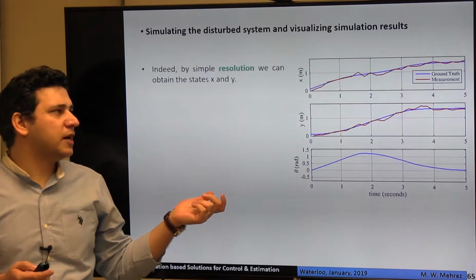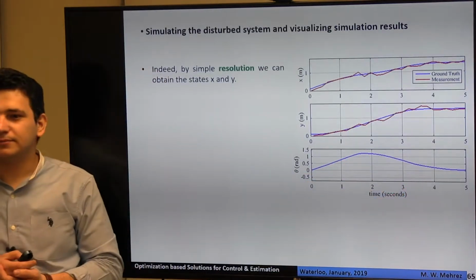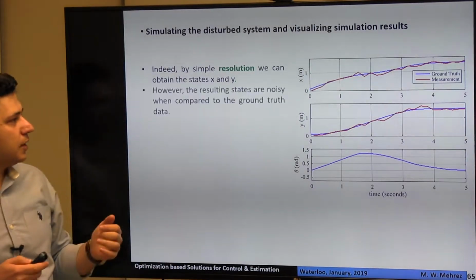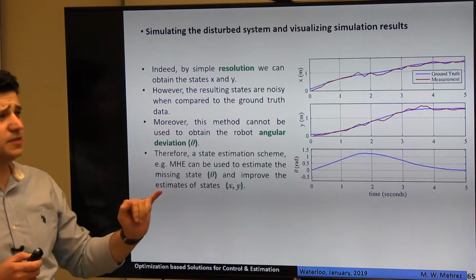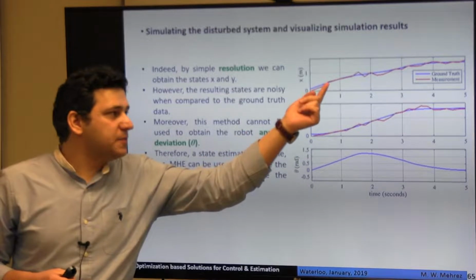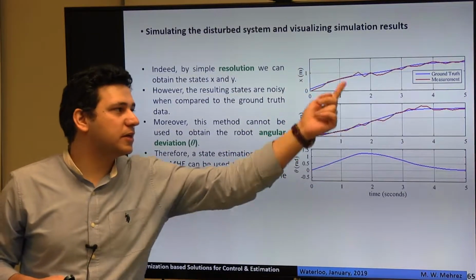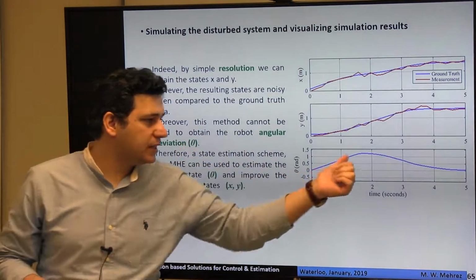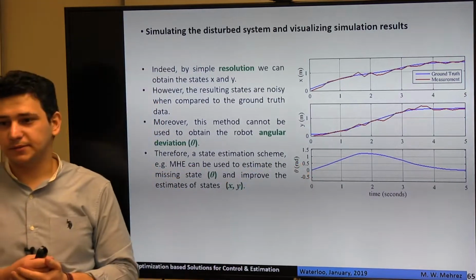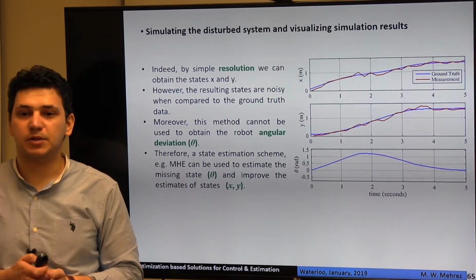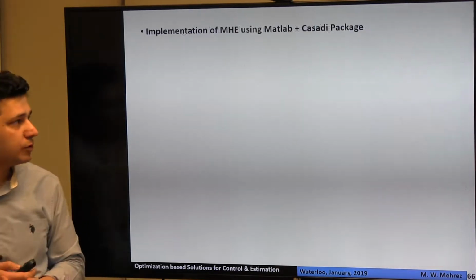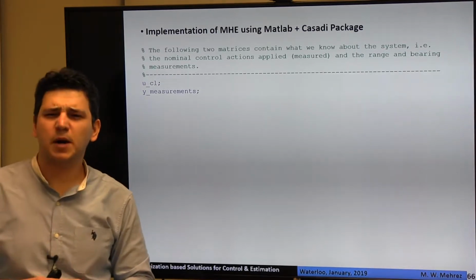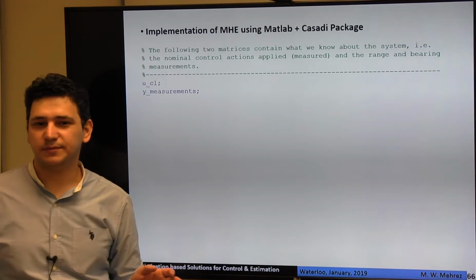From the measurement model, you cannot directly calculate theta, and that's where the state estimator's role comes in, right? So we would like to have a state estimator that gives us better estimates for x and y, not just the red ones. The red ones seem pretty noisy, right? And to give us also an estimate for the angular orientation theta. So this is what we need MHE for, or a state estimator in general, right? So let's look at the MHE implementation using Casadi. Just keep in mind all the things you learned from implementing MPC.